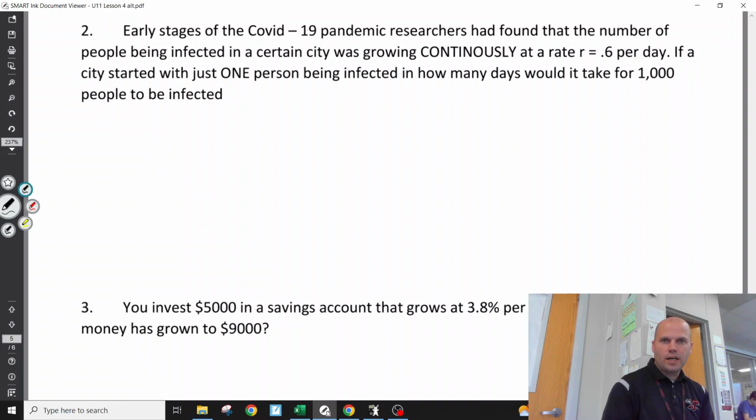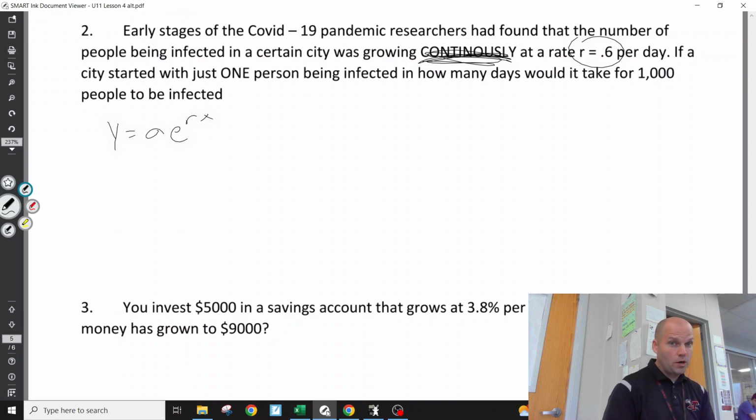Early stages of COVID-19 pandemic, researchers have found that the number of people infected in a certain city was growing continuously. That's the key word, continuous compounding. That's telling me I need to use y equals a e to the rx at a rate of 0.6 per day. So that's r. They give it to you as a rate. You don't have to change it to a decimal. That's important. For the continuous compounding, I'll always give you the rate as a decimal. For the other ones, if I give you percent, you change it to a decimal.